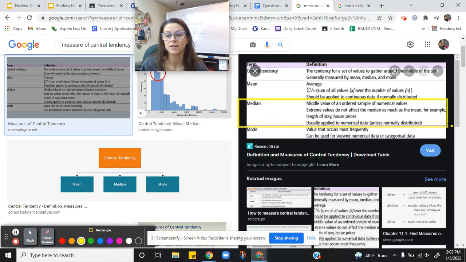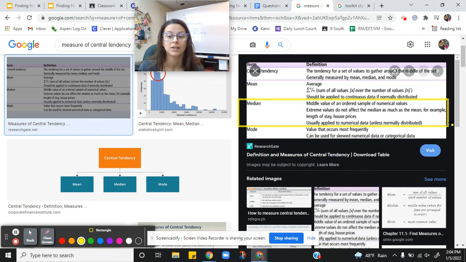Extreme values do not affect the median as much as the mean. For example, length of stay and house prices. I'm not sure what this is, skipping that.